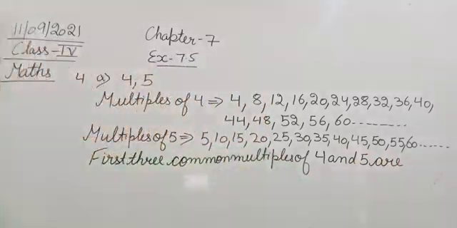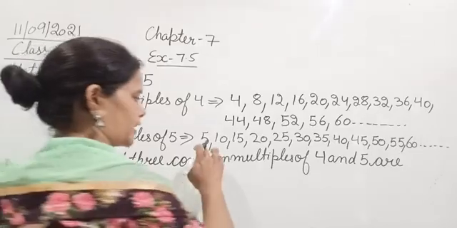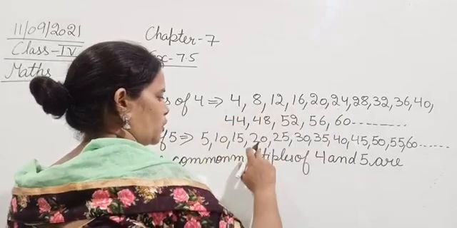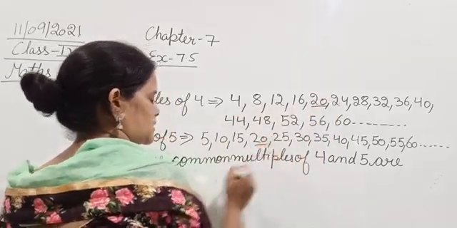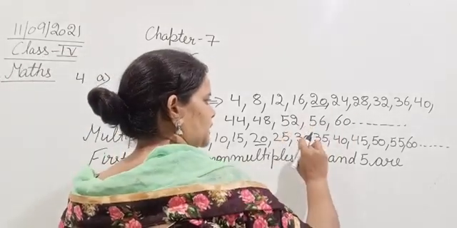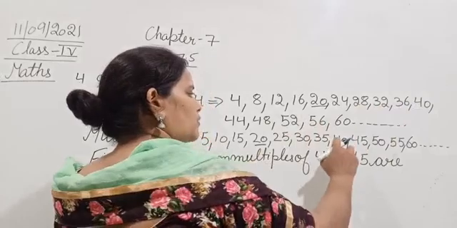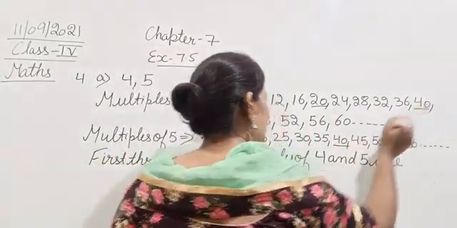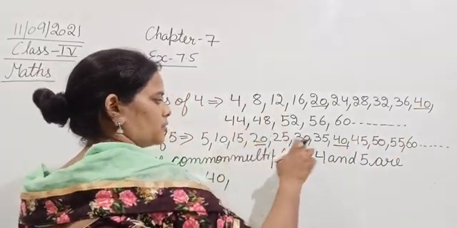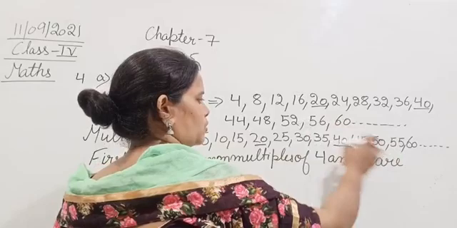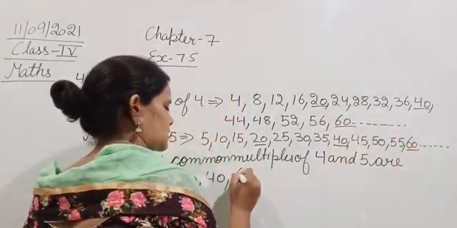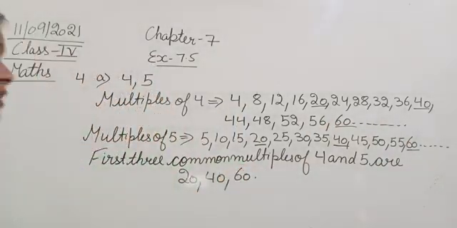The first 3 common multiples of 4 and 5 are: look, this is 5, no; 10, no; 15, no; 20, yes, so 20 is here and 20 is here. So the first multiple is 20. Next 25 no, 30 no, 35 no, 40 yes, 40 is here and 40 is here. This will be 40. Next 45 no, 50 no, 55 no, 60. That is 60. So these are the first 3 common multiples.